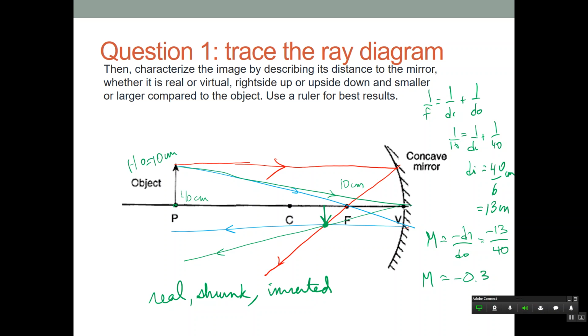Make sense? Okay, perfect. Let's move on. If I gave you the height of 10 centimeters, you can also find the height of the image using the magnification. You can find it, right? Just remember, it's HI over HO.